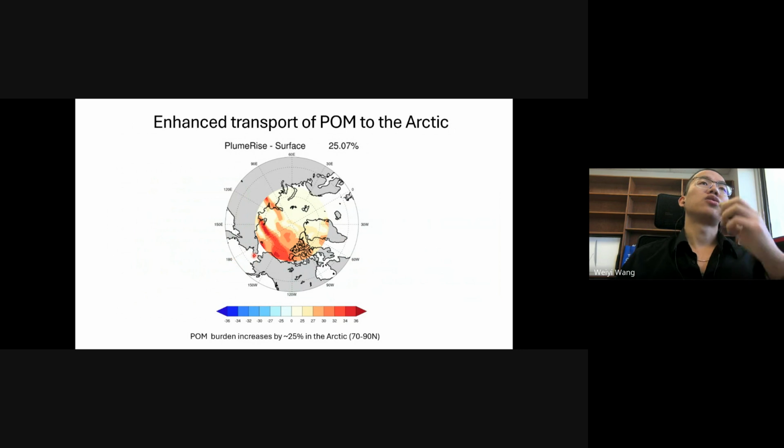Now, this panel shows the changes in column integrated POM concentrations in the Arctic. The results show that due to the polymerized, the POM burden can increase by 25% in the Arctic region. The larger increase are mainly in the region near the northwestern and eastern Eurasia, where wildfires are frequent.